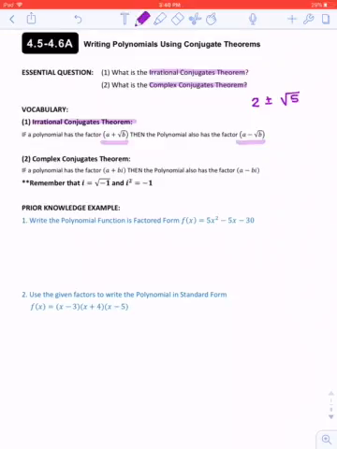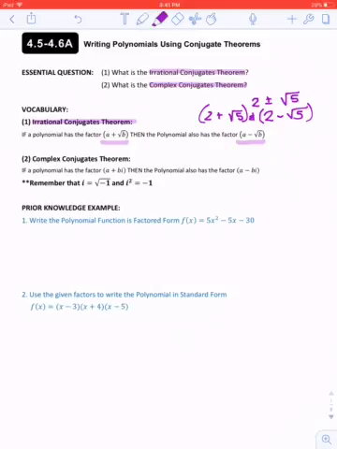What does that represent? Well, it represents two different values. That's what that plus and that minus means. It represents 2 plus root 5, and it represents 2 minus root 5, which is why we have the irrational conjugates theorem. If you have the addition of an irrational, you always have the subtraction of that irrational as a factor also.